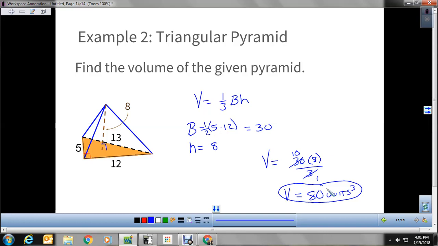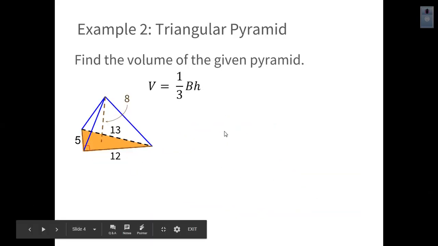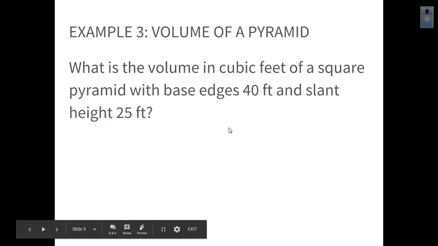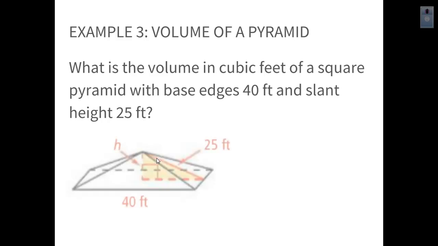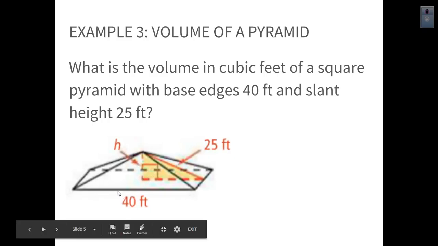All right, so let's take a look at the next one. What is the volume in cubic feet of a square pyramid with base edges 40 and a slant height of 25? So the first thing I would do, if they don't give you the picture, is to sketch it out. They do give us the picture here. But if they didn't, you just need to draw it out. So we have 40 feet as the entire base length, one side of it. It's a square pyramid, so we know this side is 40 as well. 25 is our slant height, but we need to use our true height.